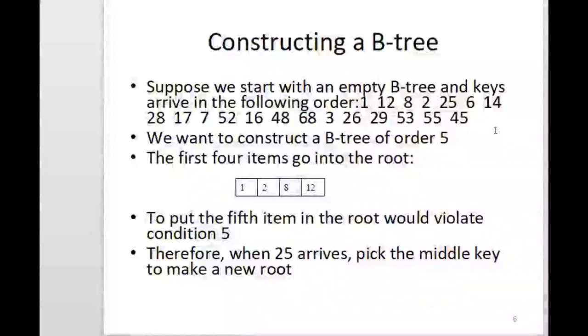These are the values that are to be inserted in the B tree, and here the order is given as 5. You know that when the order is 5, it means the maximum number of elements that can be inserted at any place, either at the root or at a leaf node, is m minus 1. Here m is 5, so m minus 1 will be 4.